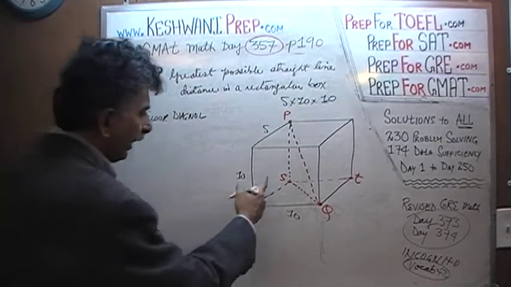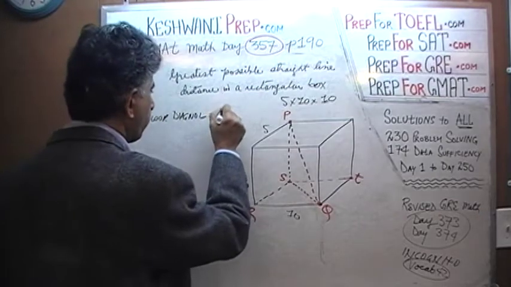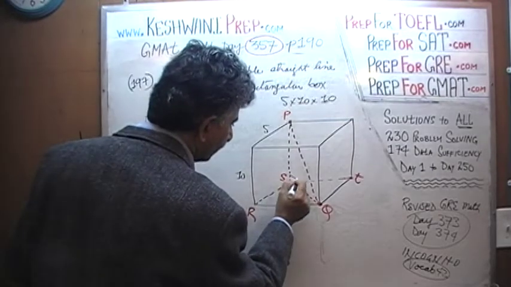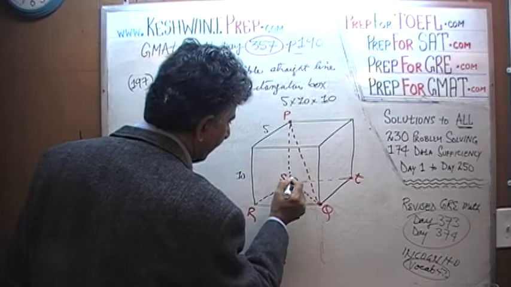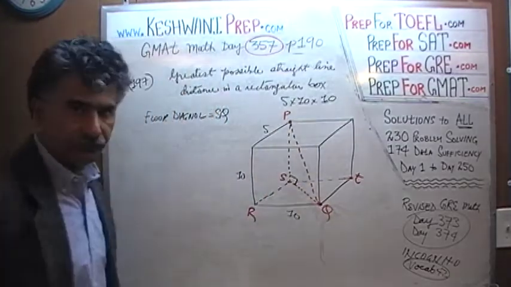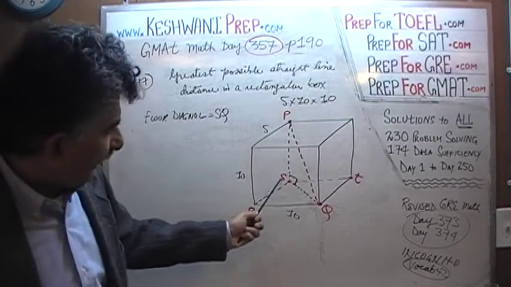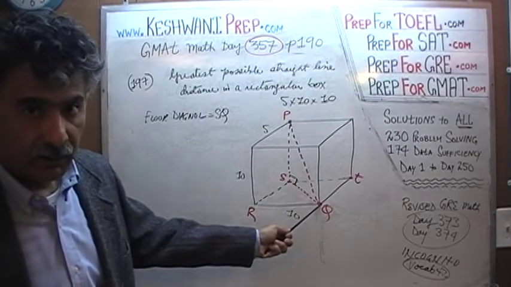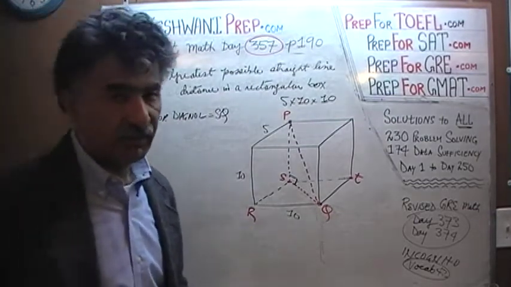We have to know the floor diagonal S to Q, because we're going to use this triangle here, the triangle SQP, and we're looking for the distance P to Q. Triangle SPQ is a right angle triangle. This is not a complicated problem, it's a very simple problem.